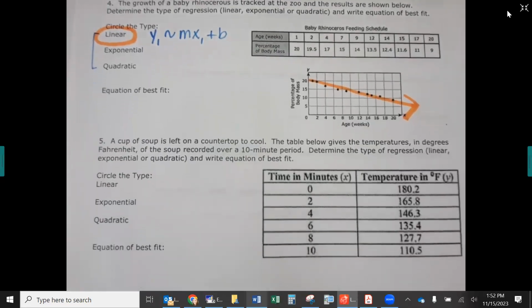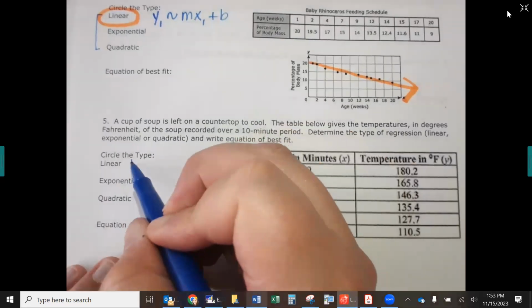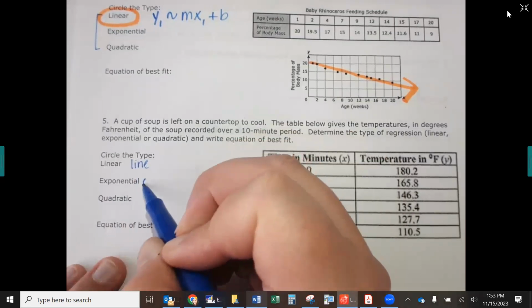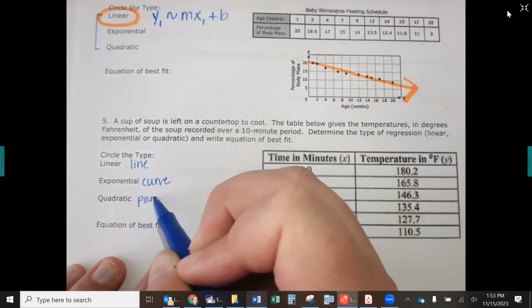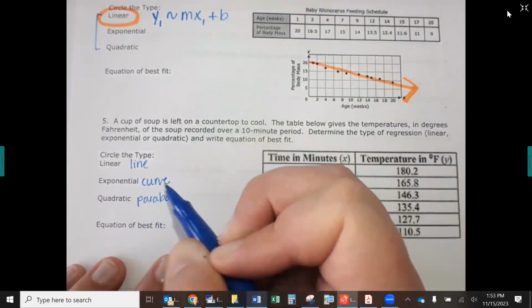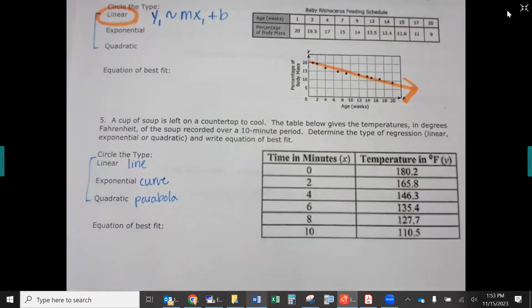All right, then if you graph the last one for number 5, remember the different shapes. Linear is if it's a straight line. Exponential is a curve. And quadratic is a parabola. So you'll have to actually look at the picture to choose which model you're going to do. But remember, we wrote all the equations down at the top of your notes. So when you get there, if you need help, just ask me. Okay?